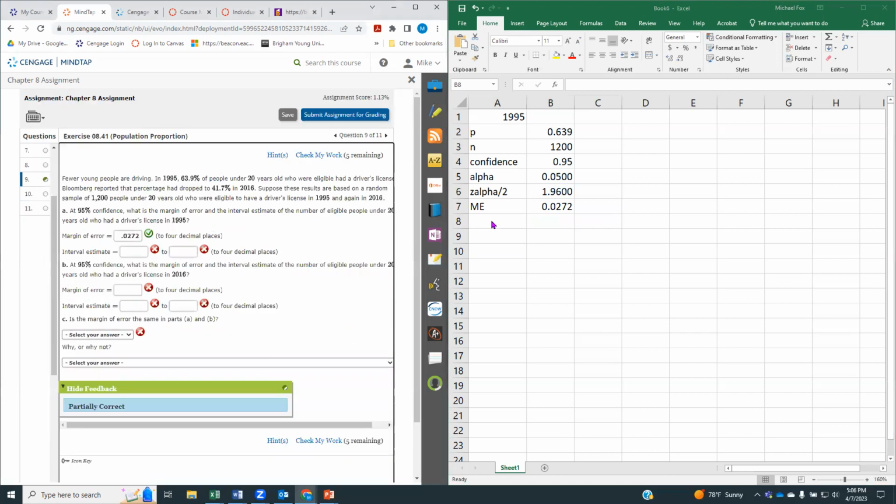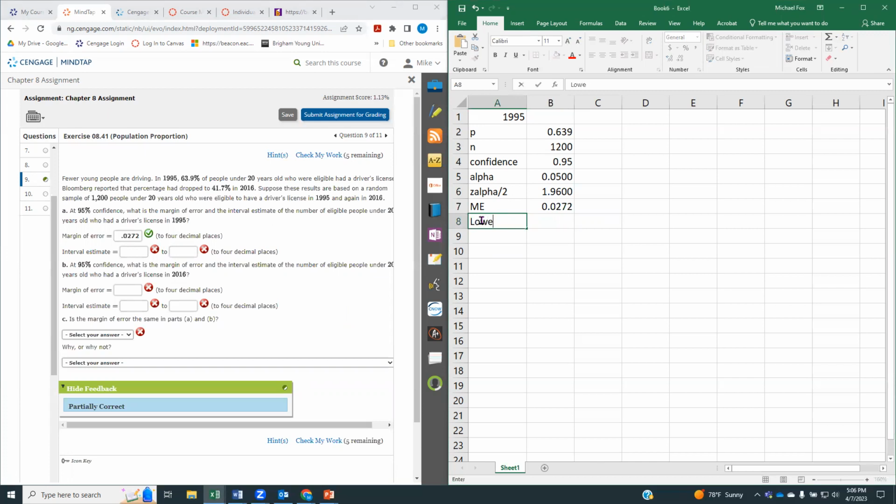We are. So then our interval estimate is really, we're going to just have a lower end of the interval and an upper end of the interval. And it's really just our proportion minus the margin of error. That's the lower end of our interval. And our proportion plus the margin of error will be the upper end of our interval. So we'll say 0.6118 and 0.6662.